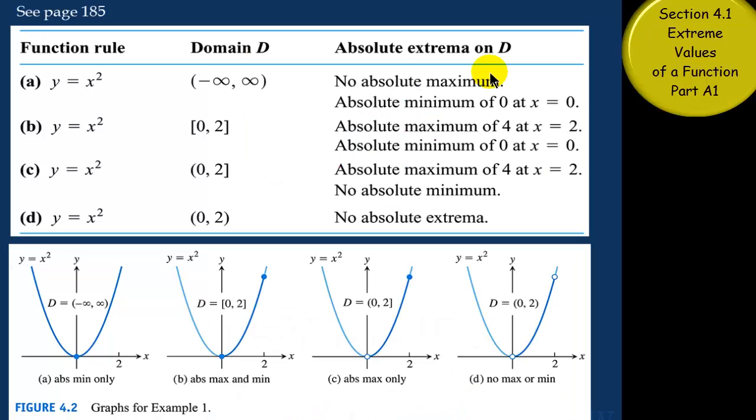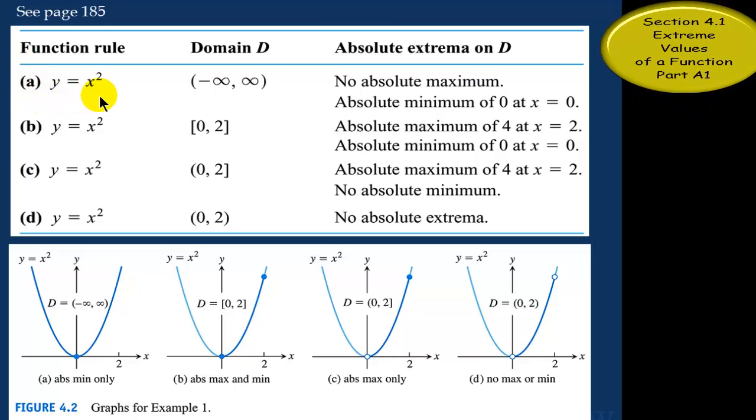Okay, this is based on page 185 of your textbook, where they took the function y equal to x squared and then looked at different domains and found out whether in a particular domain there is an absolute maximum or an absolute minimum. Now let's look at letter A. In letter A, we have that y is equal to x squared on the whole real line.